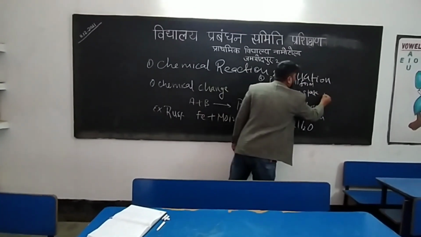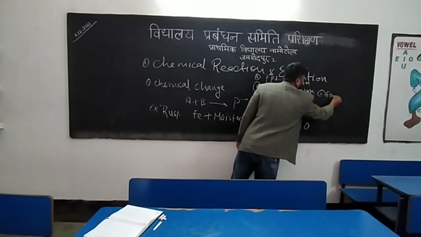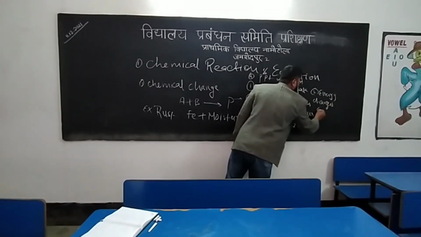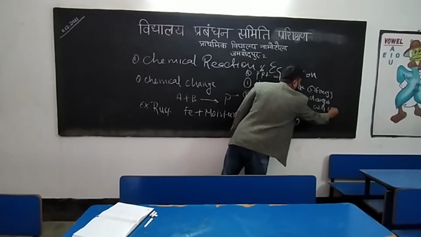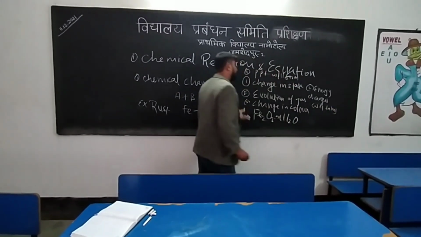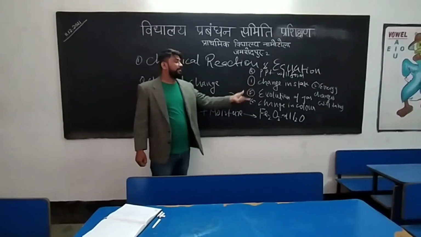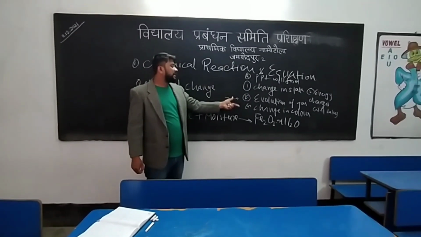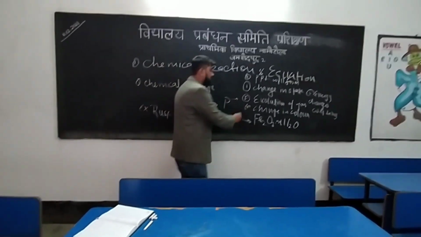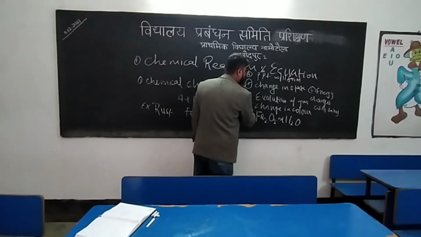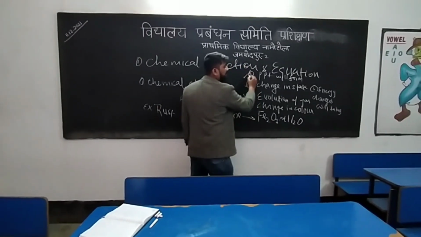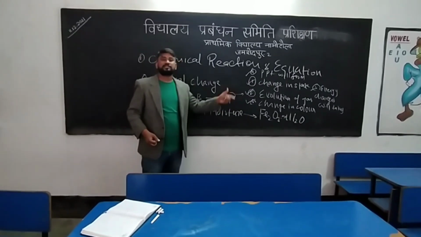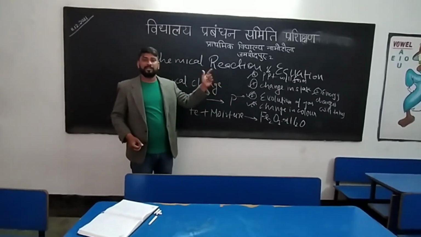And the next is energy changes will take place. All these things can be demonstrated with the help of chemical reactions. We will write a chemical reaction for each of these: change in state, evolution of gas, change in color, precipitate, and energy changes. And from that we come to know that a chemical reaction has taken place.